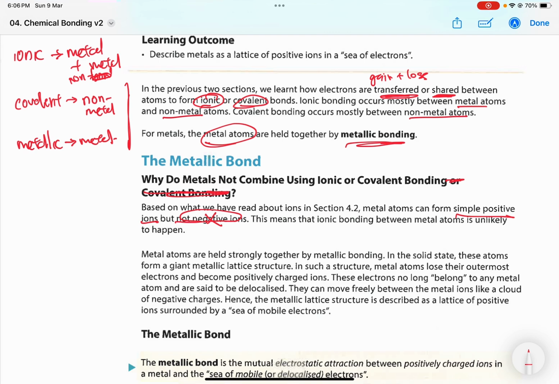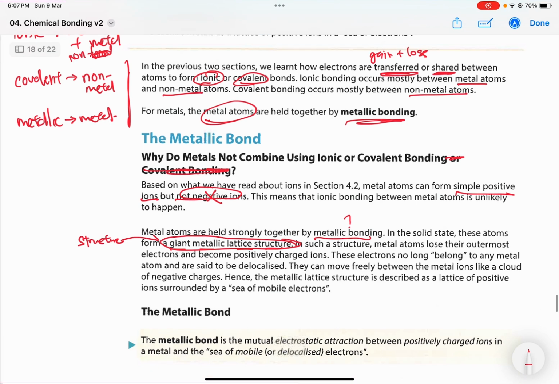You realize they just straight away jump into a structure. So let me highlight here. Metal atoms are held strongly by metallic bonding. What exactly is this? We are going to cover later. In solid state, these atoms form a giant metallic lattice structure. So this is the structure. Realize the way metallic bonding is explained here versus covalent and ionic: this one actually starts straight away from the structure. So this is the structure for your metallic substances. How does this structure form?